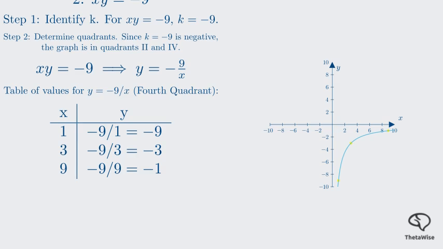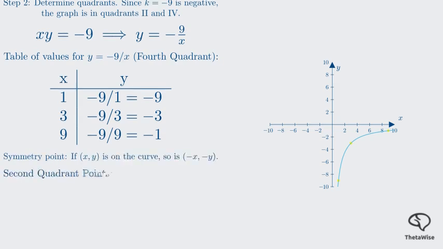Again, the textbook solution is correct, but let's complete our sketch by finding the branch in the second quadrant. We'll use symmetry again. We can find points in the second quadrant by taking the opposite of the x values we used before. If x is -1, y is 9. If x is -3, y is 3. If x is -9, y is 1. We now plot these points.